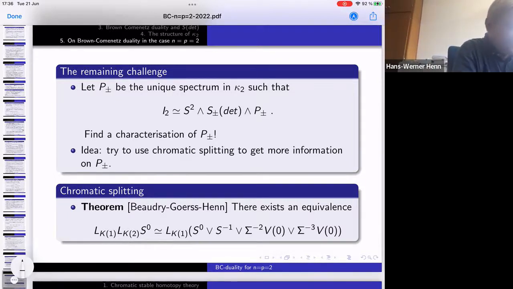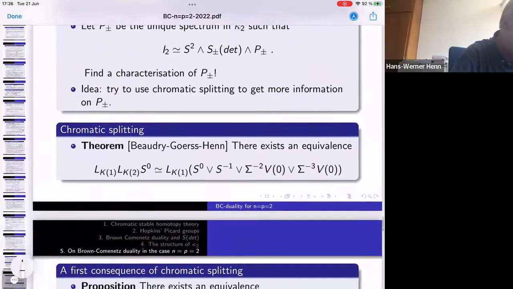So in this collaboration, we proved that L_K1 of L_K2 of S^0 is in fact L_K1 of a finite complex, a finite spectrum, which is given by S^0, together with the (-2)-fold suspension of the Moore space, and the (-3)-fold suspension of the Moore space. So that's not an easy theorem. I mean, it takes a lot of work.